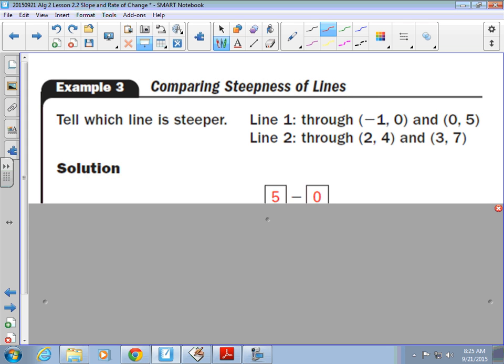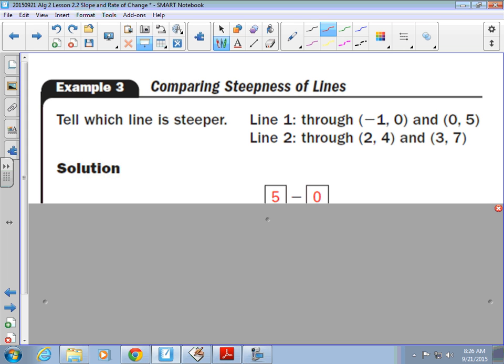Example 3 is comparing steepness of lines. Think of steepness of lines if you graphed them, or if you looked at the picture of them. If you were riding a bike or a skateboard, which one would you go faster down? Think of how steep the ramp is. Line number 1 says through point -1, 0, and 5. Line 2 says through point 2, 4, 3, 7.